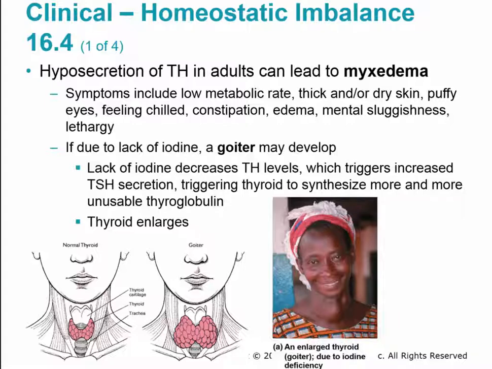So the lack of iodine is going to decrease your thyroid hormone levels. So that's going to trigger more thyroid stimulating hormone secretion, right? So we're going to crank out more TSH to try to stimulate that thyroid to secrete thyroid hormone. So triggering that thyroid is going to start to synthesize more and more of that thyroglobulin. But remember, the thyroglobulin is going to combine and bind to the iodine atoms to make thyroid hormone. So if we don't have enough iodine, we have all of this unusable thyroglobulin that starts to accumulate in the thyroid, causing it to enlarge.